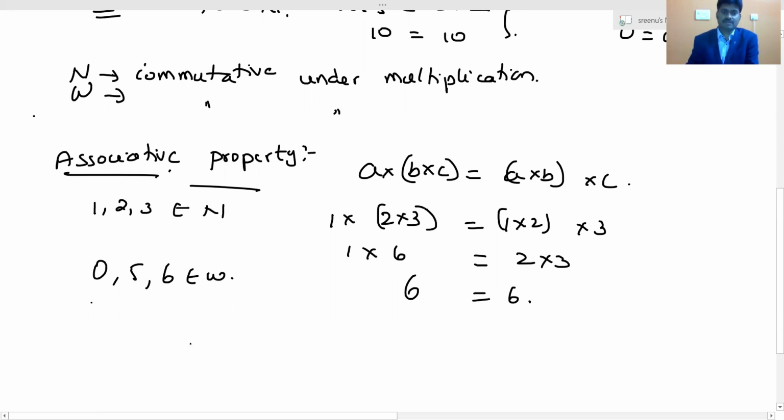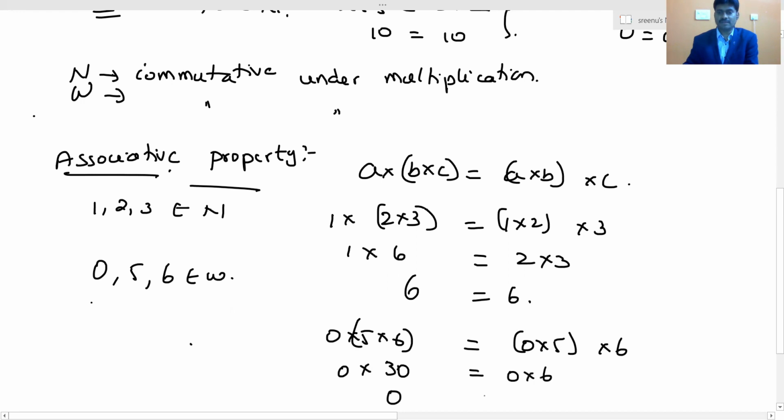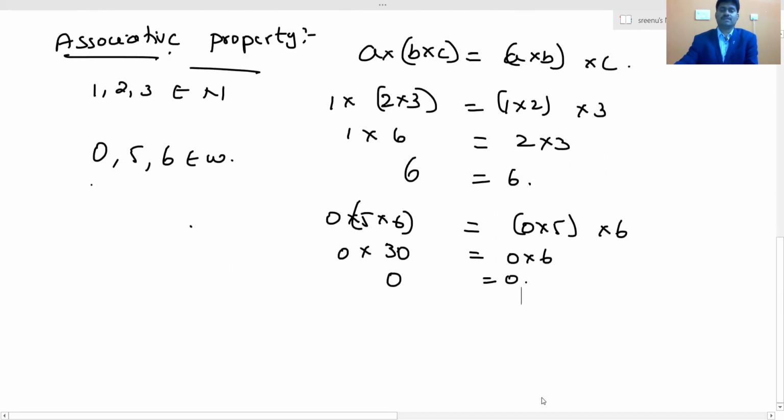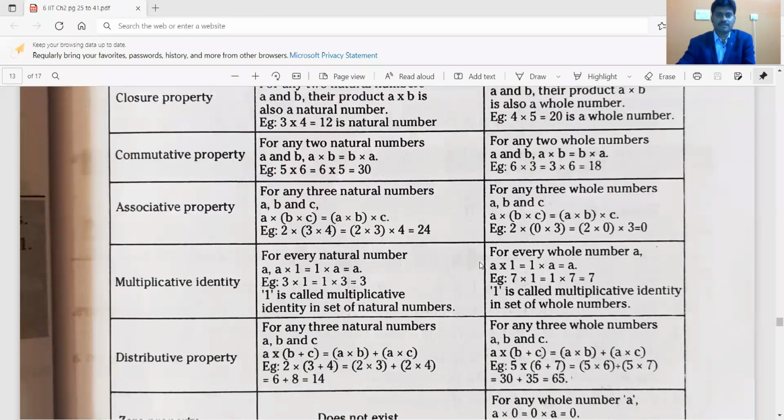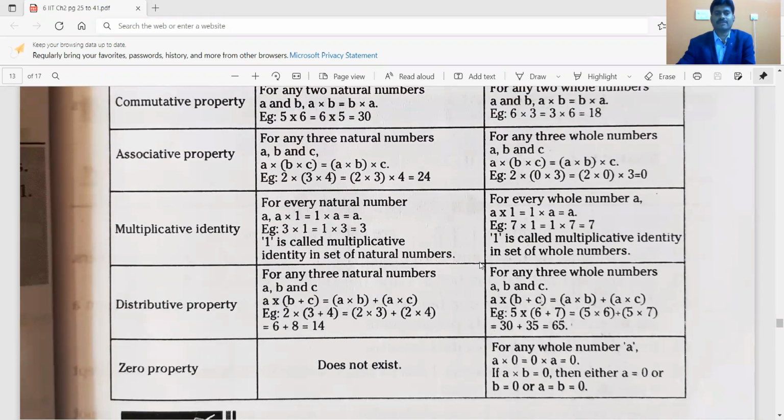The same we can take for whole numbers. 0 into 5 into 6, with brackets on one side and then the other. 6 5s are 30 and 0 into 30 is 0. Then 0 into 6 is 0. So it is equal to RHS. So we can say that whole numbers are associative under multiplication, right? So in this way, we can check all these properties. Let's have a look once again. The associative property we have completed for both whole numbers and natural numbers.